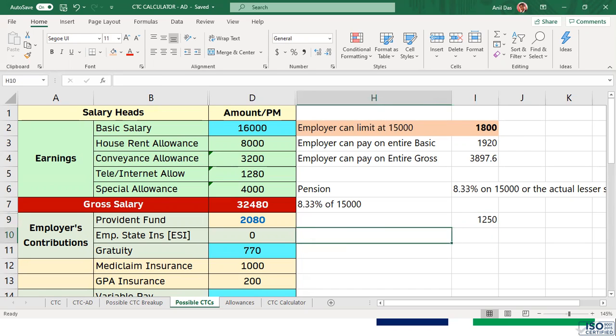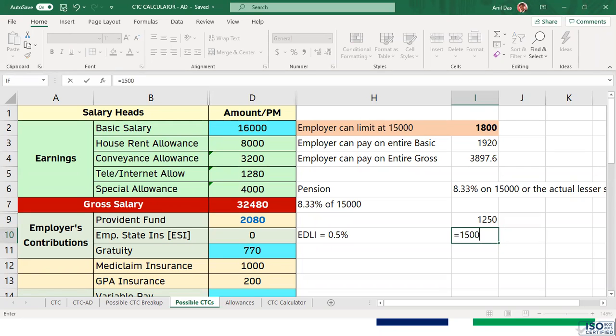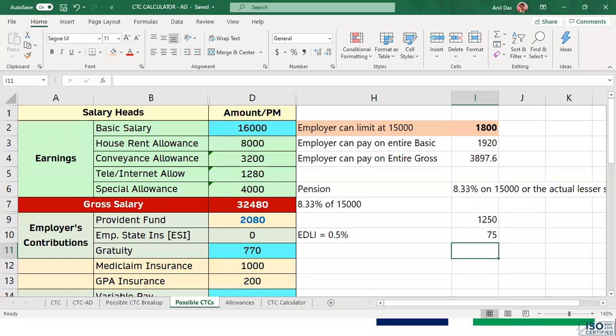Similarly, in EDLI, in which we contribute 0.5%, this also goes on 15,000. There is a mandatory capping of 15. Even if the employer wants, they cannot contribute more in EDLI, and this is 75 rupees. So you will not find any contribution more than 1250 rupees in pension, and you will never see any contribution going more than 75 rupees in EDLI.